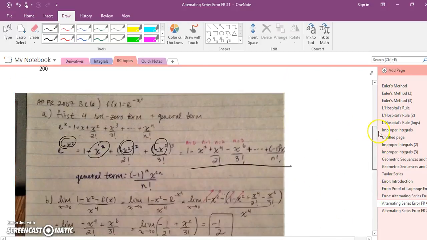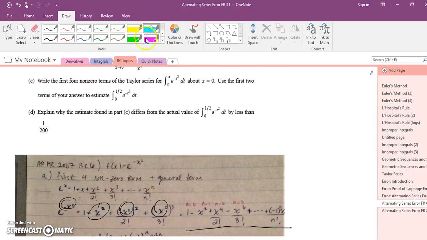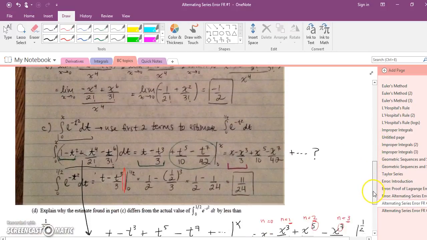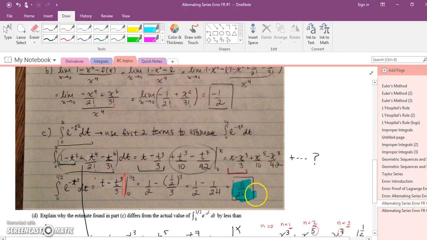Now notice in the question they didn't say, hey, use alternating series error bound or use Lagrange. They just said estimate y, or explain why the estimate differs from the true value of this by less than 1 over 200. Now my estimate was 11 over 24. You should have that on your paper already. So this is the estimate. It differs from the true value of this by less than 1 over 200. So it's a really good approximation, and we have to explain why it differs by so little.